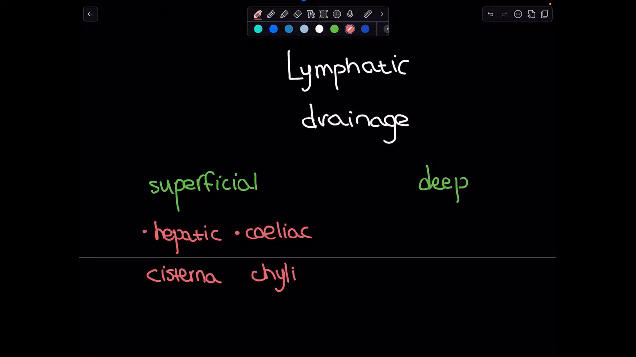Sure. Superficial lymphatics are just under the liver's capsule, handling fluid from the liver's surface. The deep lymphatics are within the liver tissue, draining fluid from the internal structures. Both eventually lead to the hepatic lymph nodes, then to the cisterna chyli, which collects lymph before it enters the thoracic duct. They're classified this way based on their location relative to the liver's surface.